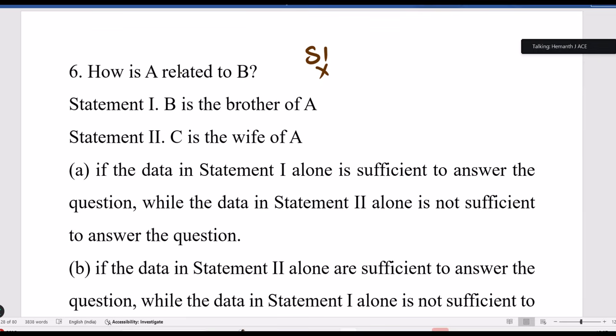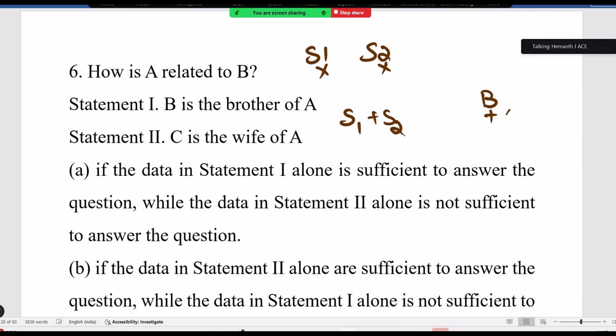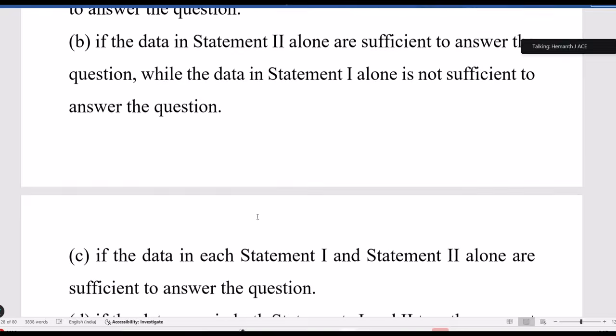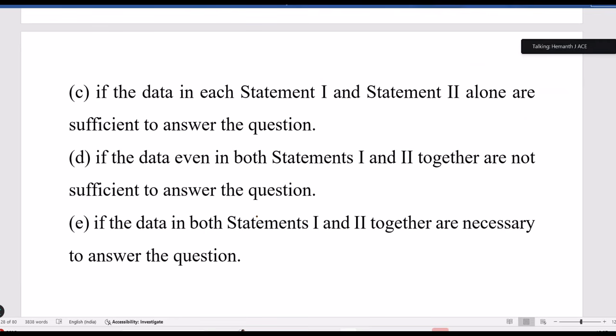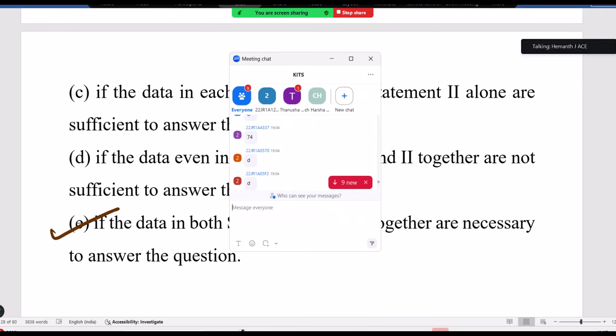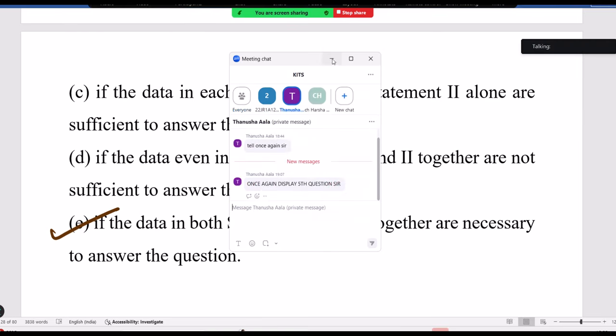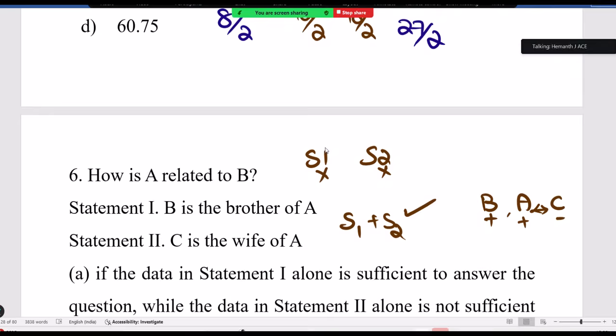Two alone is not possible, but put together. If you put together, B is brother of A, C is wife of A. Now I can say how A is related to B. Put together is okay. So both statements put together are sufficient. Statements 1 and 2 together is what your answer should be. Both statements together, correct.